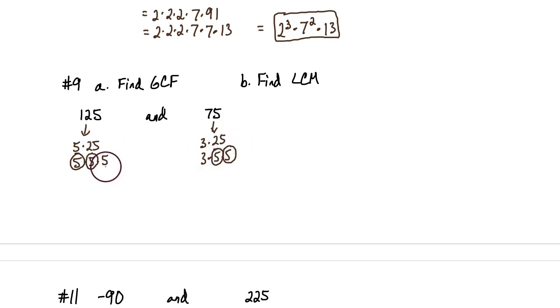125 has another factor of 5. Does 75 have any more factors of 5? No, it doesn't. 75 has a factor of 3. Does 125? No, it doesn't. So the common factors for both numbers are two 5s. Having common factors of 5 times 5 means the GCF is 25.